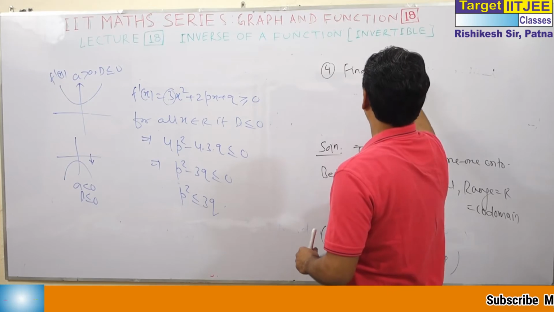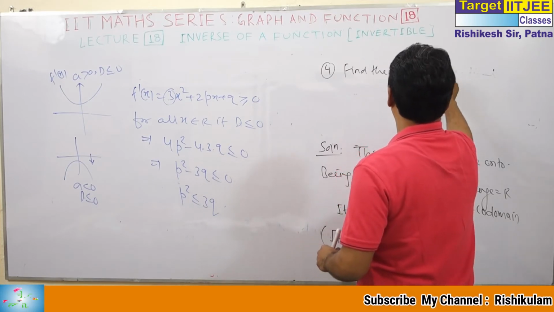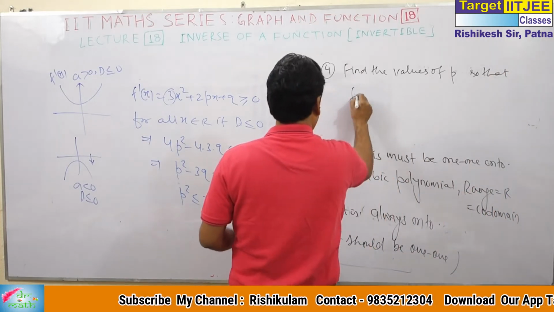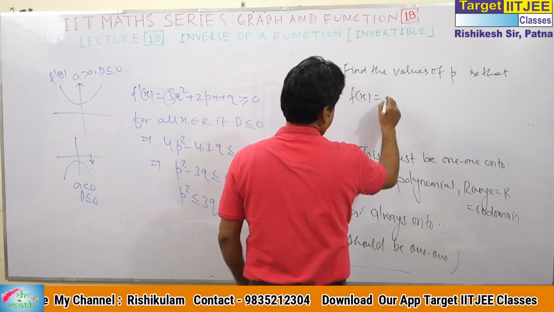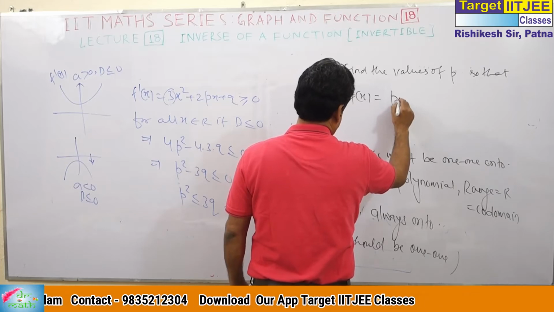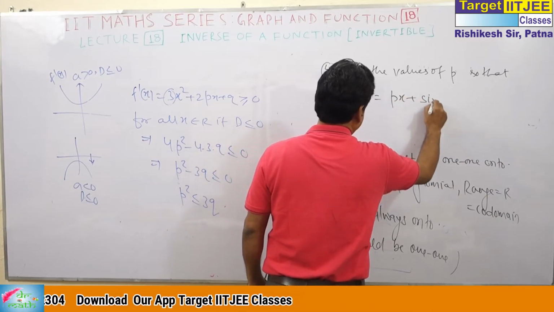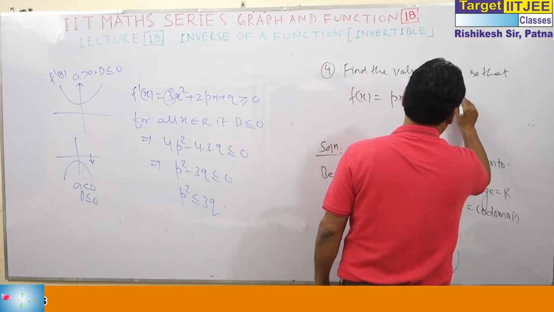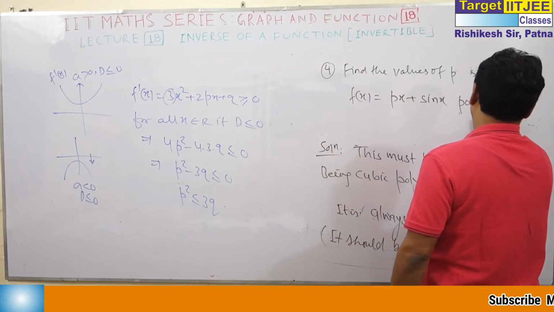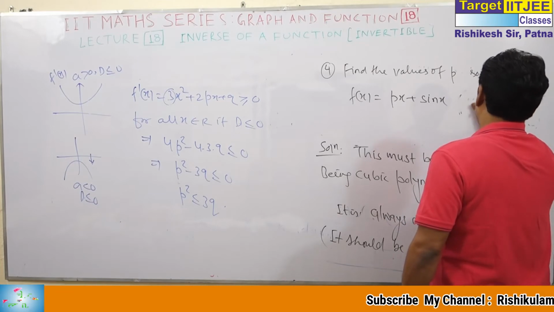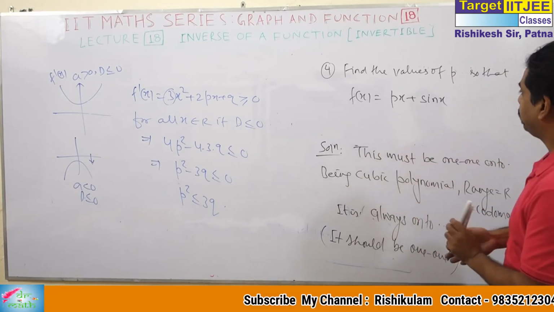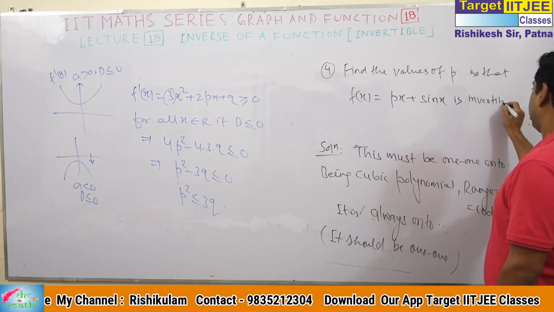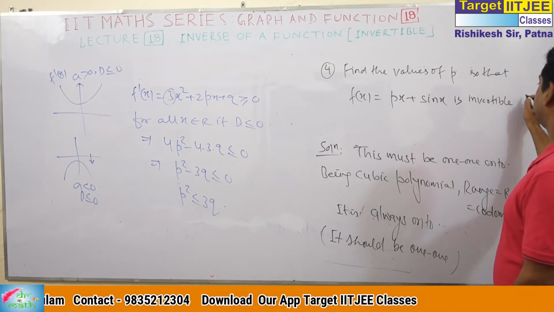Find the values of p so that f(x) = px + sin x possesses an inverse. Possesses inverse, or you can say px + sin x is invertible.